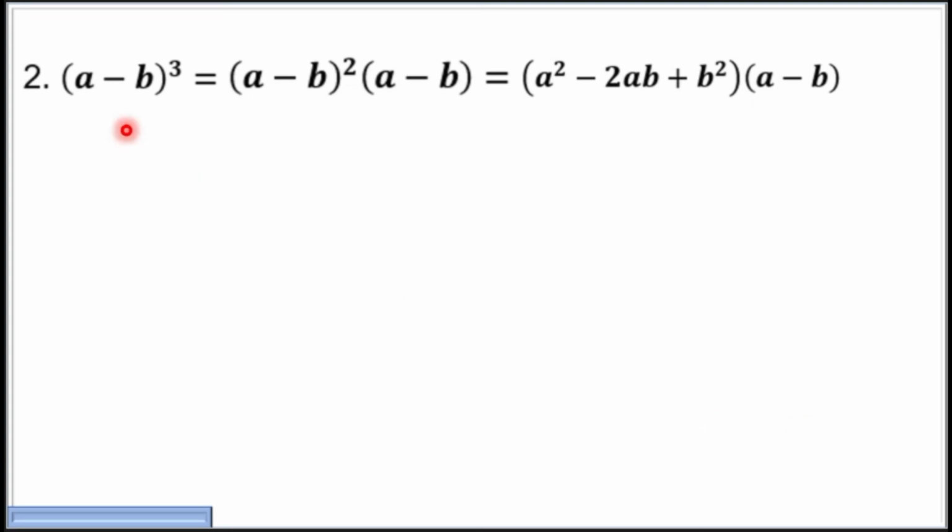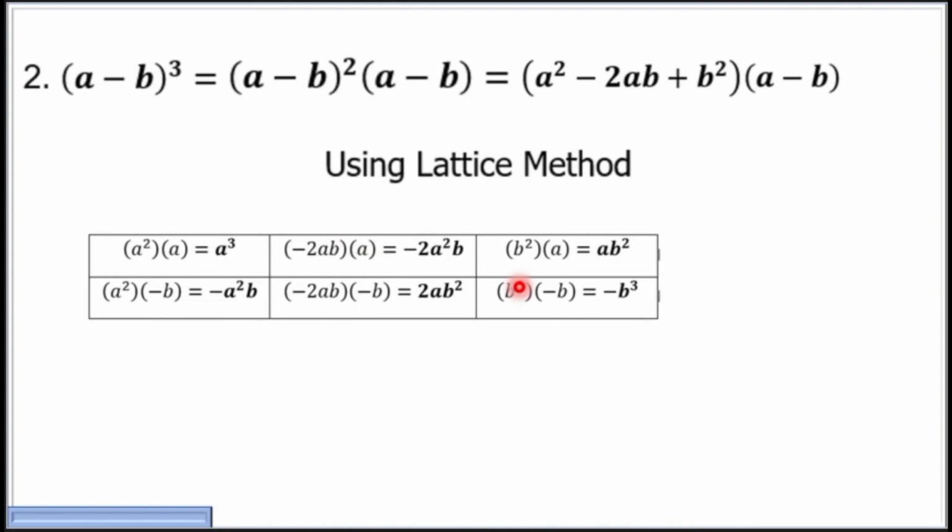Okay. Next, number 2. The cube of the quantity a minus b is equal to the same process, but watch the sign. Square the first term, a squared, multiply times 2, negative 2ab, square the last term, plus b squared. Using the lattice method, this can be solved. It is easy and can be applied to binomial by binomial. This one is a trinomial by binomial. In this table, we have what is called the lattice method. It is easy.